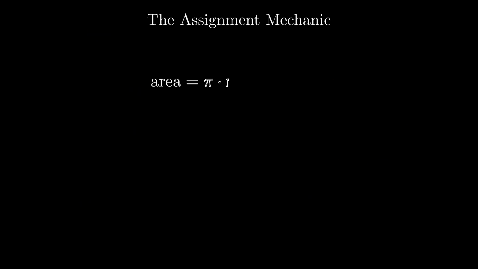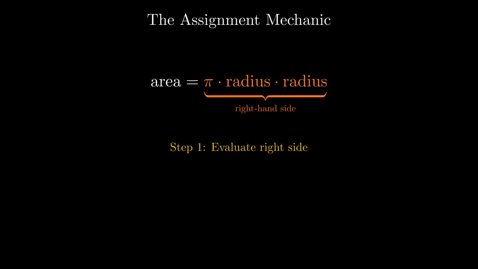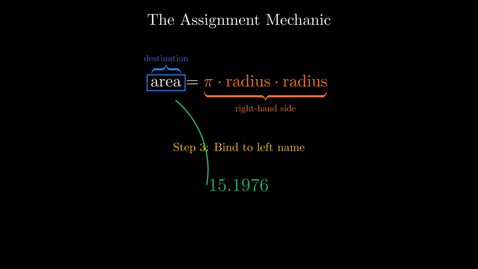Here's the mechanic. When the computer hits an assignment, it does two things in order. First, it evaluates the entire right-hand side down to a single value. Whatever expression sits there, arithmetic, function calls, other variables, it crunches it into one result. Second, it takes that result and binds it to the name on the left. Right side first, then left. This ordering is the key. The left side is just a destination. It doesn't participate in the calculation. It receives.